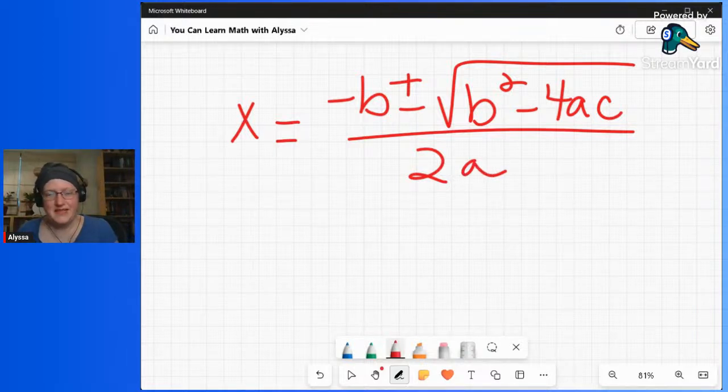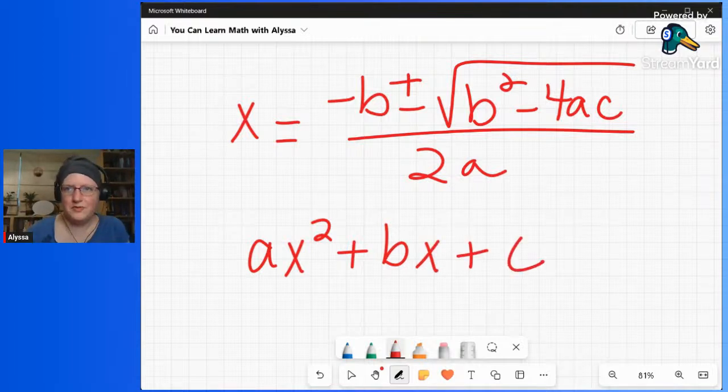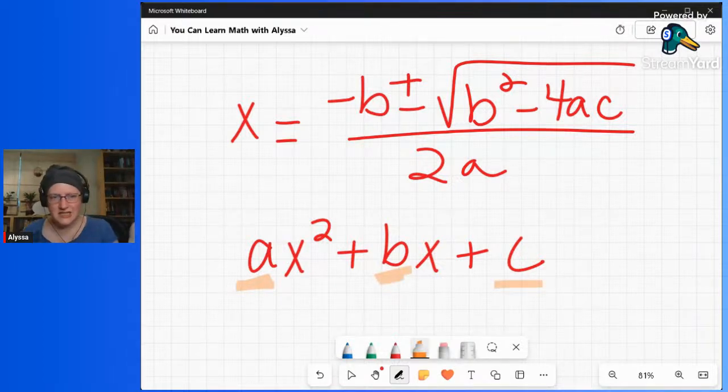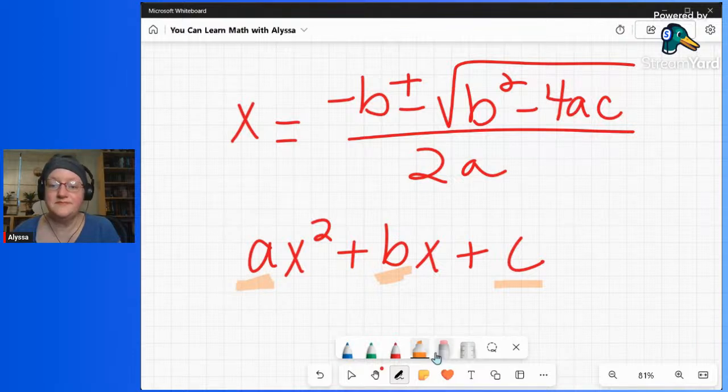Okay, that's a lot. And just like I mentioned before, this is going back to that ax squared plus bx plus c, that sort of standard form of a parabola. So when we say a, we mean the coefficient of the x squared, b is the coefficient of the x, and c is the constant that's hanging out by itself. It's too cool for the x's. It doesn't need to be. It's like, no, I just hang out by myself because I'm cool like that.